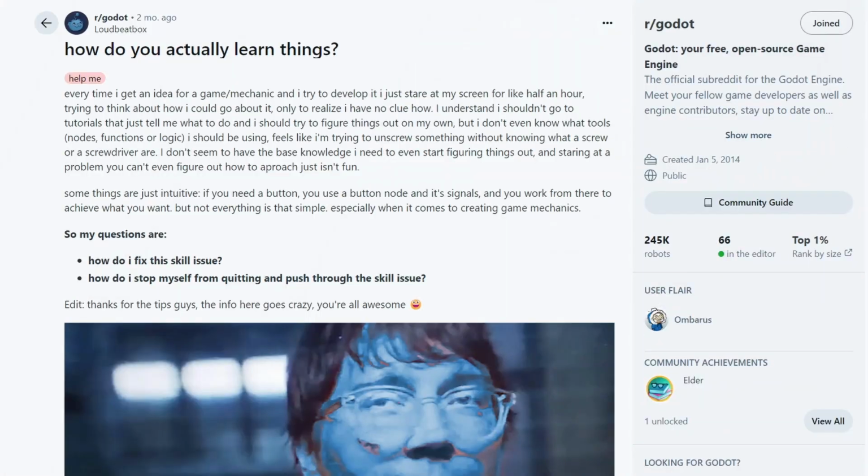This short movie, if I can call it that, was inspired by a post I saw on Reddit that asked, how do you actually learn things? He was saying, it seems like you're trying to unscrew something without knowing what a screw is. And I thought, well, that's exactly it. That's what programmers do. They solve problems.